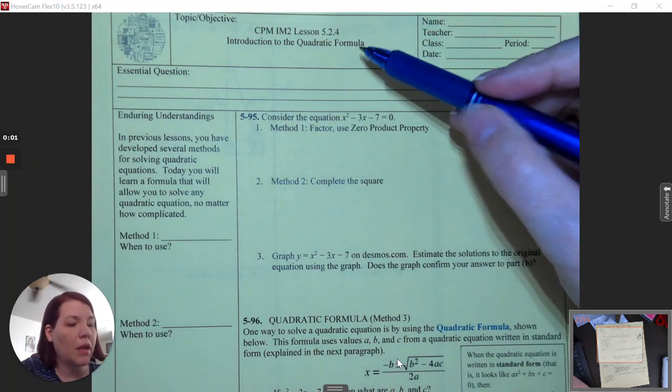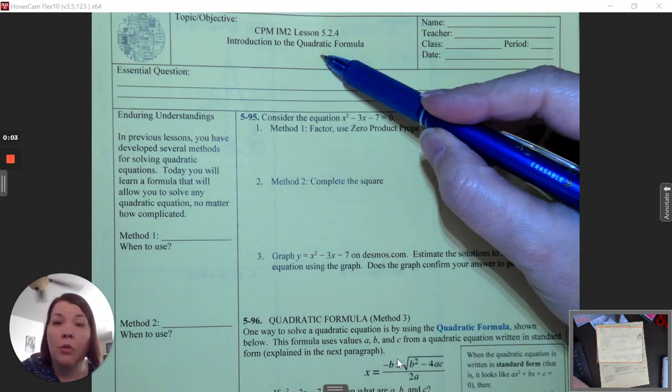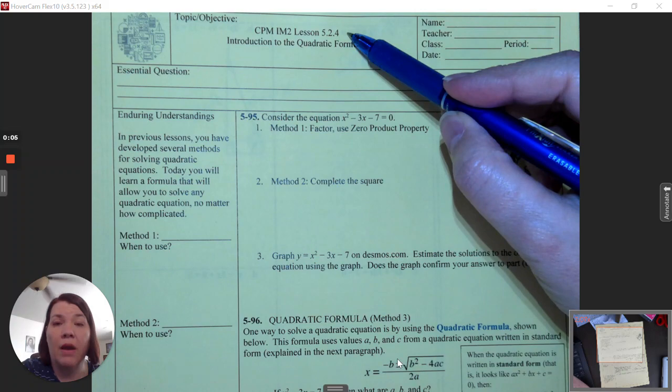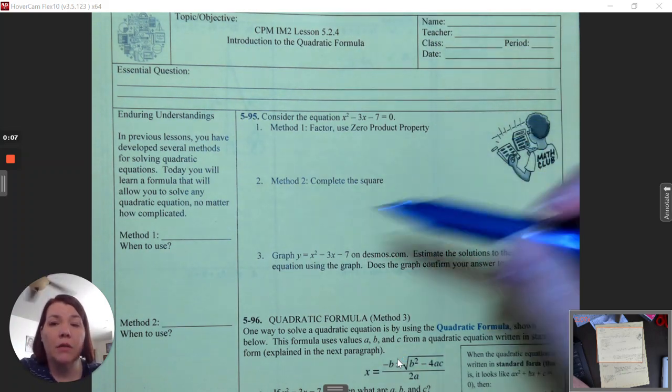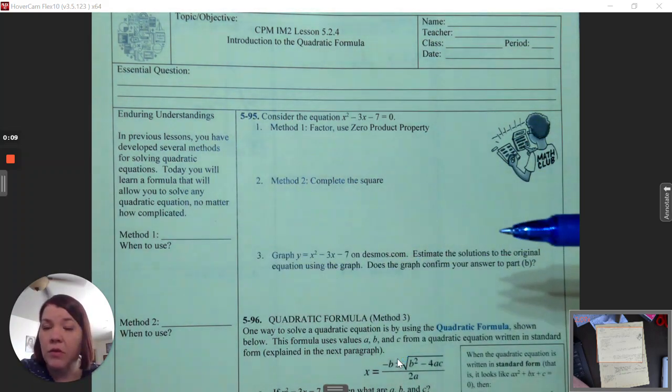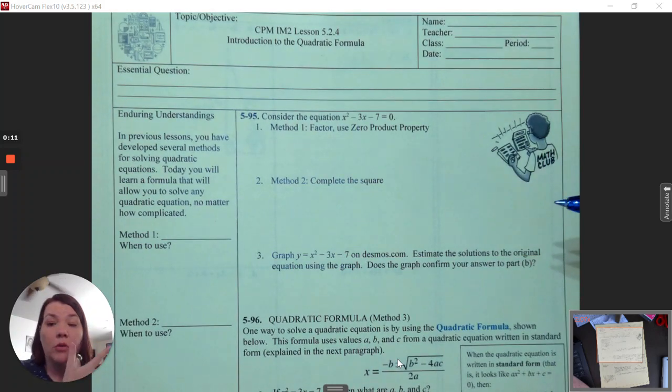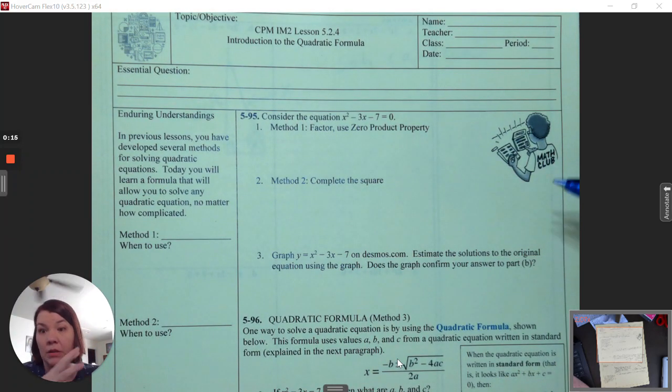All right, so we're going to be introduced to the quadratic formula in this lesson. We're doing 5.24. In previous lessons, we've developed methods for solving quadratic equations. Today, we're going to use a formula that will work no matter what happens. And it's beautiful because it always, always, always works. That's just not true about the other methods we have.